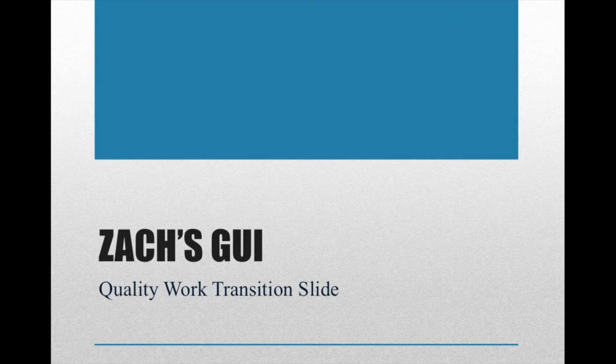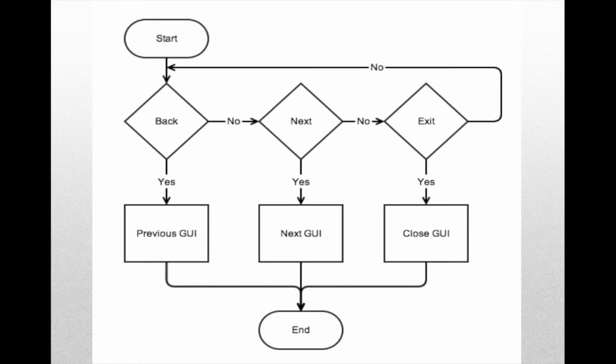Hello, I'm Zach, and this is my GUI, a transition slide. The transition slides are the beginning of a new category in the questions. In a transition slide, the user has 3 options. There's a back button, a next button, and an exit button. The back button takes the user to the previous screen in the GUI. The next button takes the user to the next screen, and the exit button brings up the exit confirmation window. If the user presses yes, the GUI will exit.